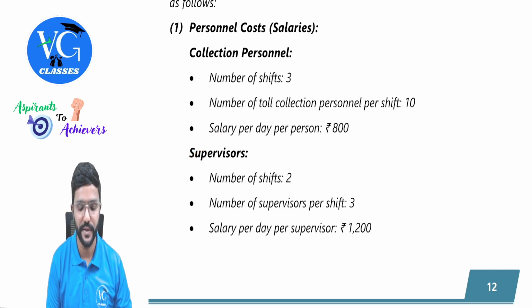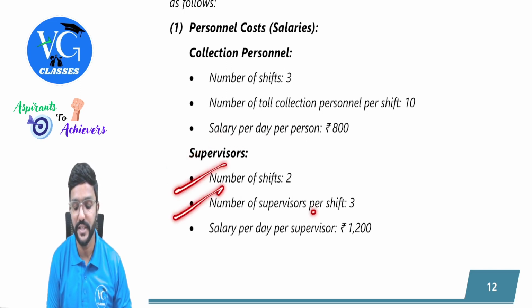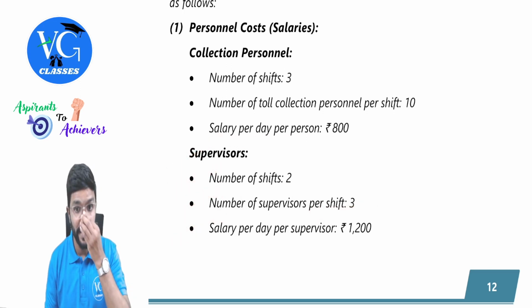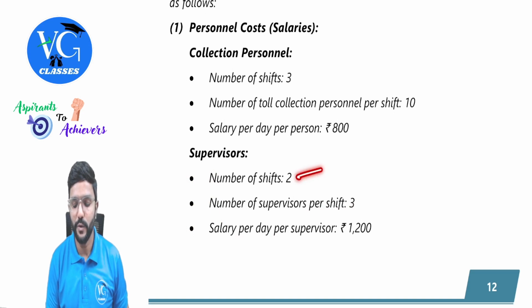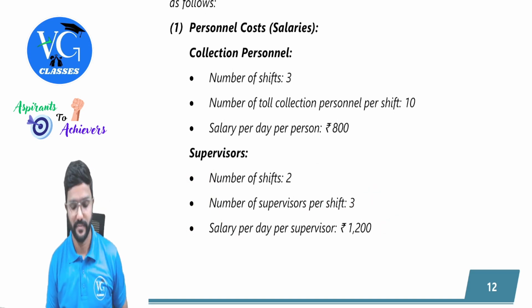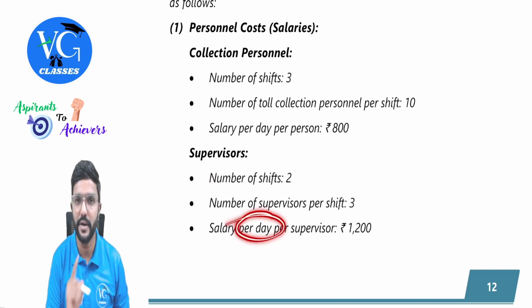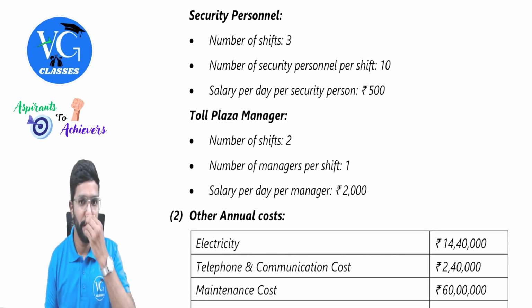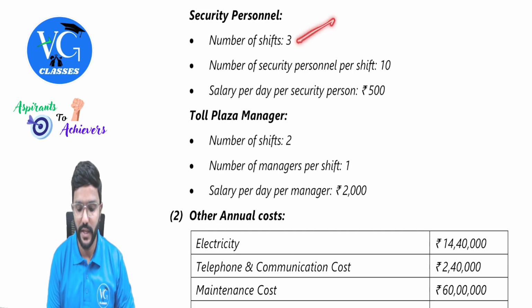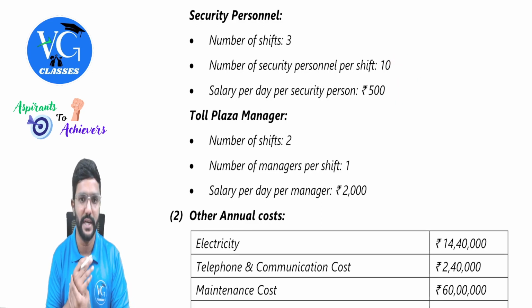Then coming to supervisors: number of shifts 2, number of supervisors per shift is 3, salary per day per supervisor is 1200. So to calculate per month, 2 into 3 into 1200 into 30. Please be careful, this is not given per month, it is given per day. Security personnel: shifts 3, number of security personnel 10 per shift, salary per day per security person 500. Same story: 3 into 10 into 500 into 30.